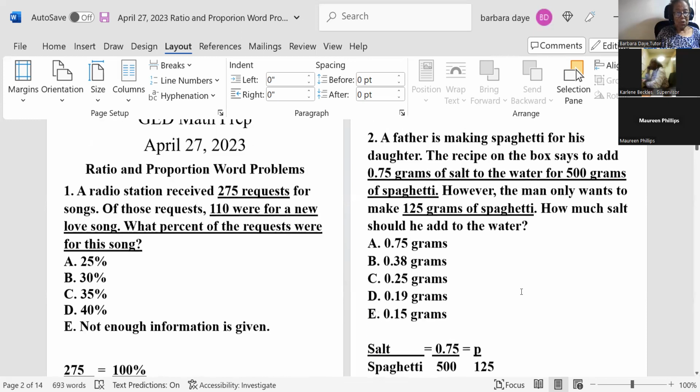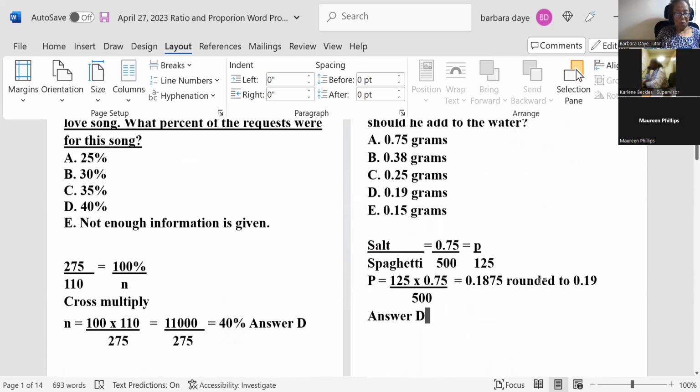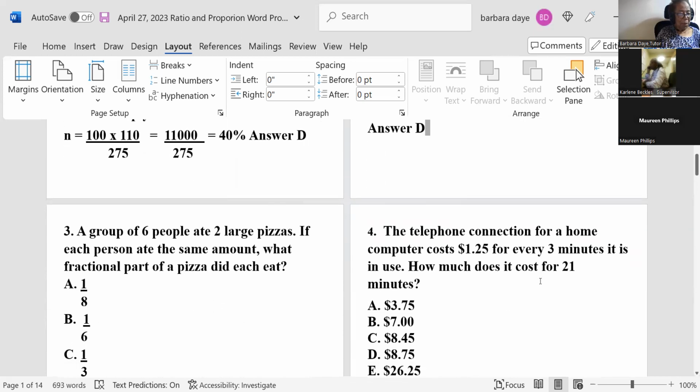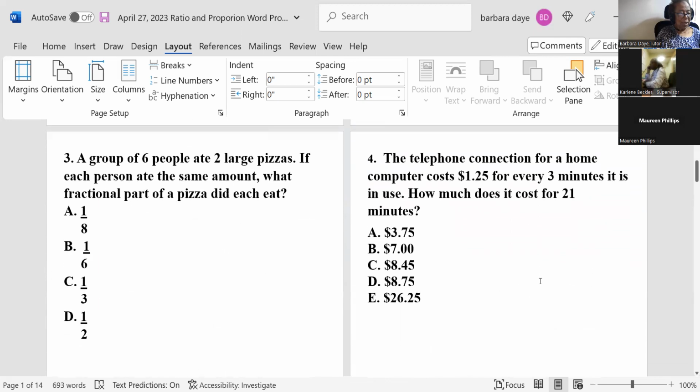Any questions on number 2? No. All righty, so let's go to number 3. I want you to solve number 3. Read it, take your time, set it up, solve it, tell me what your answer is. Okay.